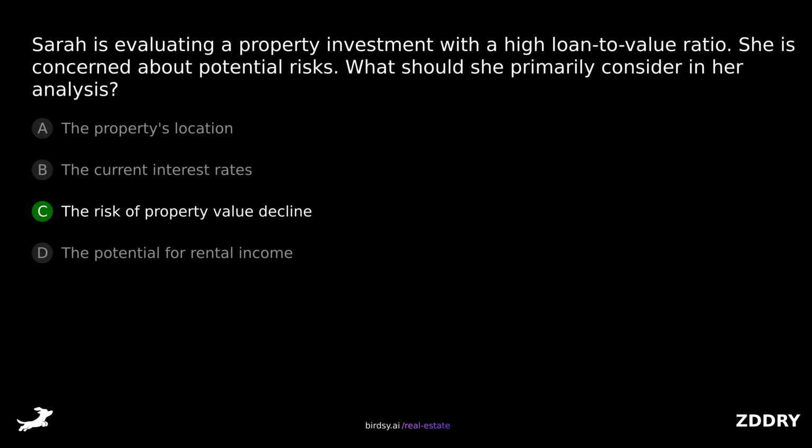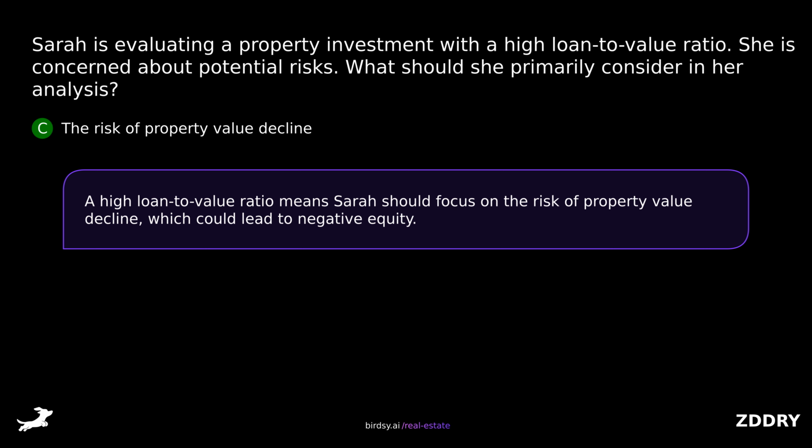The correct answer is C, the risk of property value decline. A high loan-to-value ratio means Sarah should focus on the risk of property value decline, which could lead to negative equity.